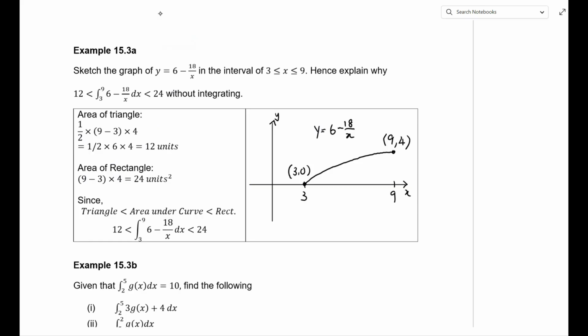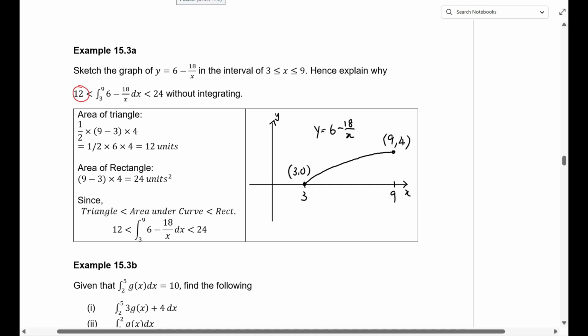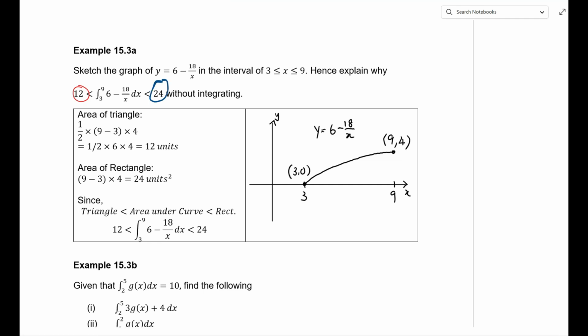Now let's look at example 15.3a. They're basically asking us to explain why the area under this curve from x coordinate 3 to 9 is within the range of 12 to 24 without integration. When you encounter this kind of question, always note that the smaller range, so 12, is always the area of the triangle within the area under this curve. And the larger area, 24, is the area of the rectangle surrounding this curve.